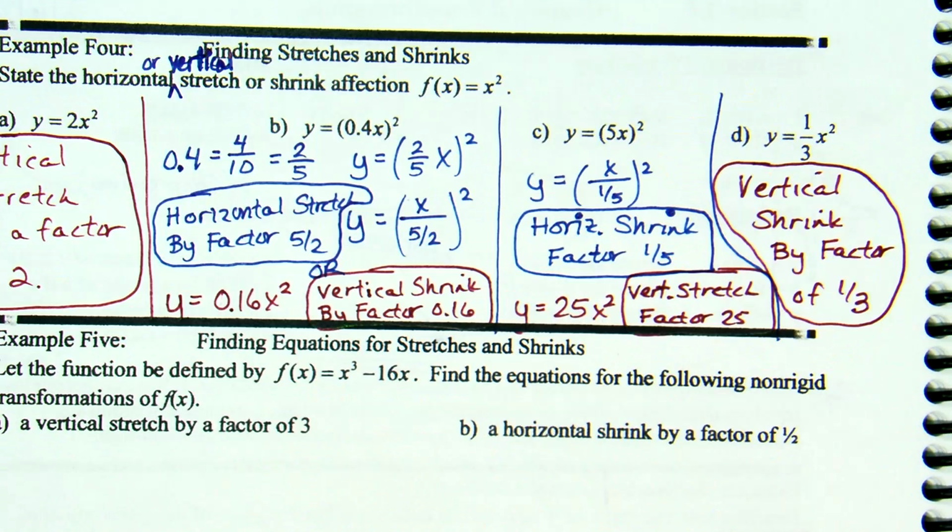So it would be a horizontal stretch, but how could you figure out the factor of this thing? Well, we'd have to back up a step and make it so it's like something squared. So you'd have to do the square root of 1/3, and then it'd be the reciprocal of the square root of 1/3, which would be the square root of 3/1, or no, it's just the square root of 3. So this would be a horizontal stretch by square root of 3.